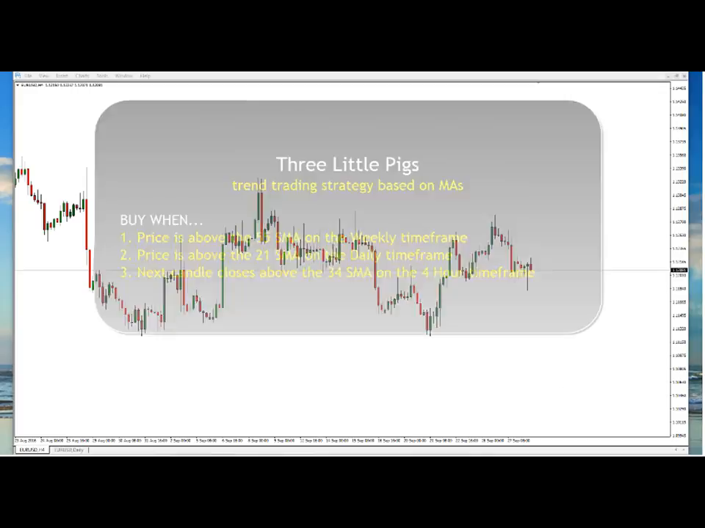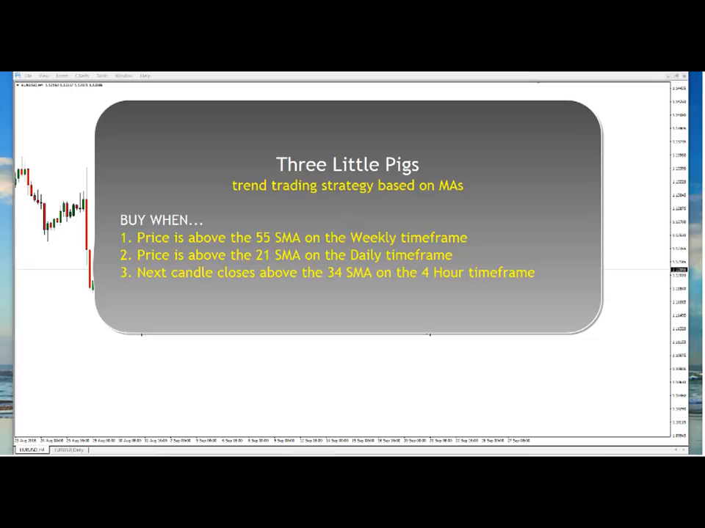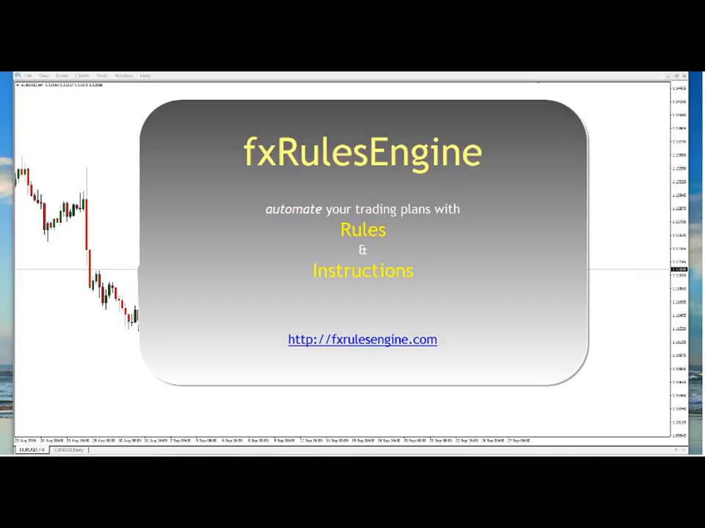It's based on using three simple moving averages, one for the week, one for the day, and one for a 4-hour period. And quite simply, if the price is above each of those, then you buy. If the price is below the same moving averages, you sell. It's a bit awkward to use on the standard chart because you have three different time frames. However, in fxRulesEngine, it's very simple to configure.